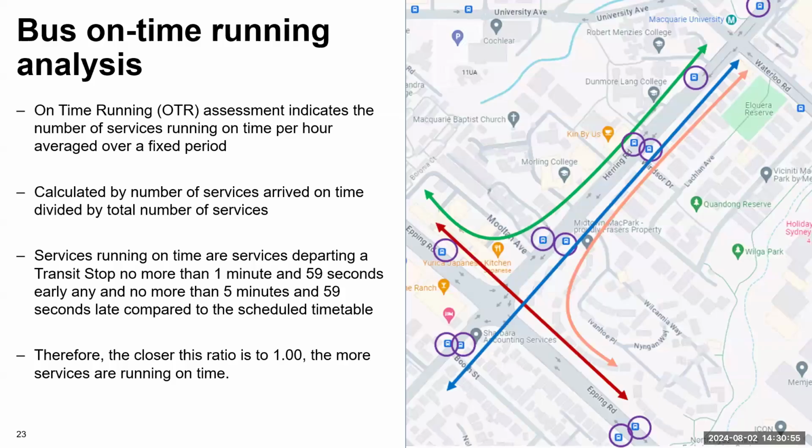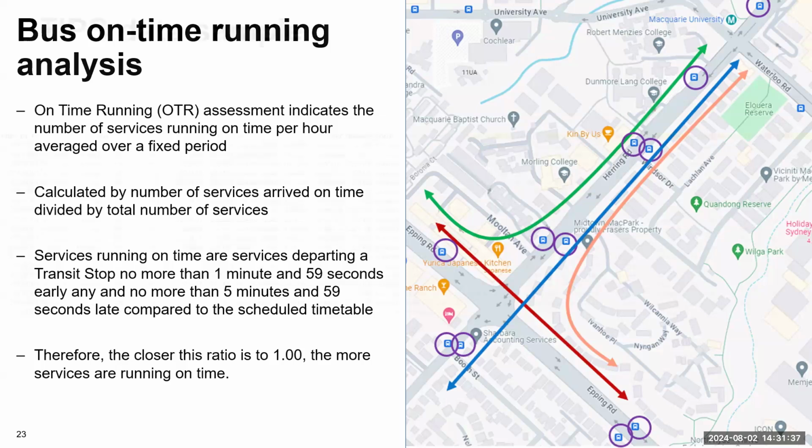And then comes the bus on-time running analysis. For example, there is some additional bus lane that has been added, or there is some kind of bus service improvement that has been done in the network. So how can we quantify that the bus service has improved in the network? Then we do an on-time running assessment, where we go through each of the bus stops and see what time they're supposed to reach and what time they are actually reaching, and then we assign the on-time ratio to it, and then we say, okay, the bus service has been improved.